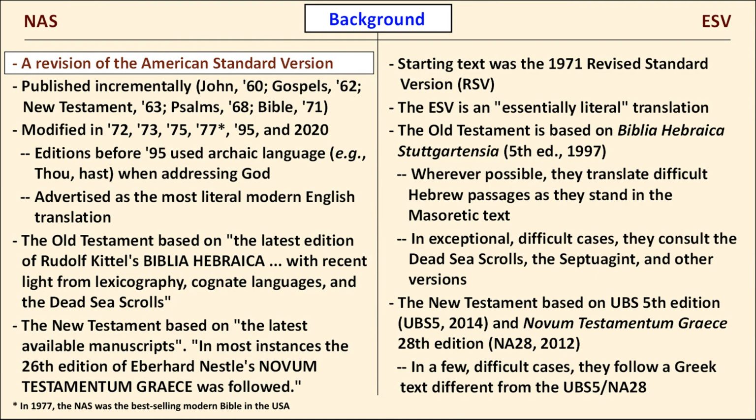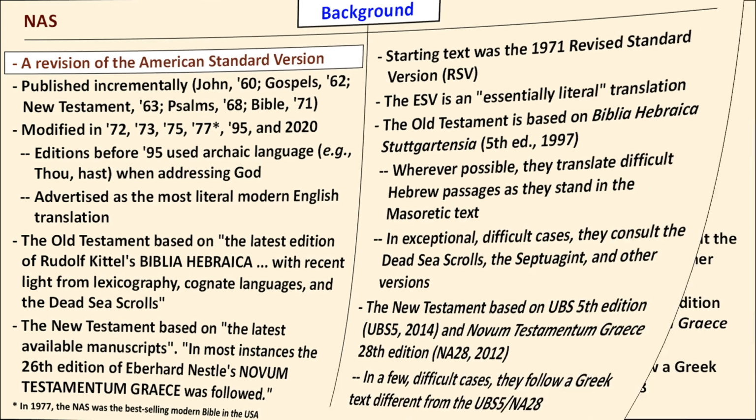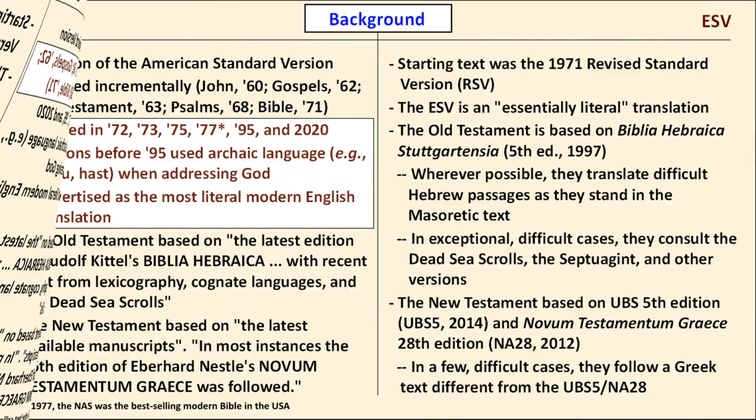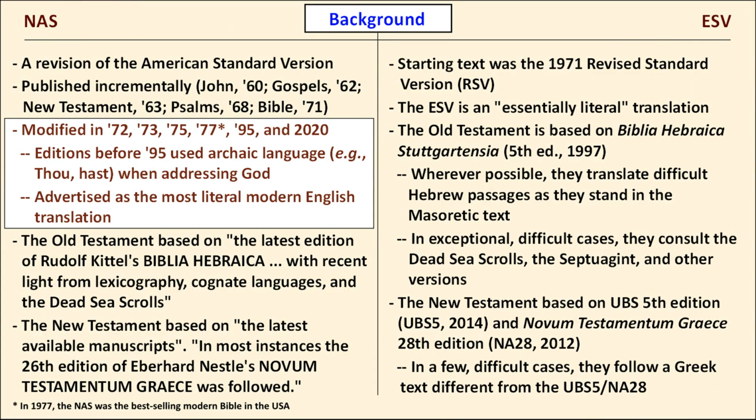We just mentioned that the NAS is derived from the American Standard Version. The goal was to produce an evangelical alternative to the Revised Standard Version. The NAS was published in increments, beginning with the Gospel of John back in the 1960s. The complete Bible was finally published in 1971. It was modified a few times over the years.